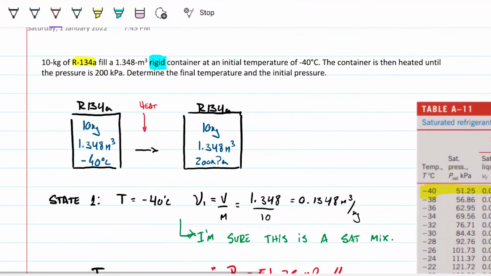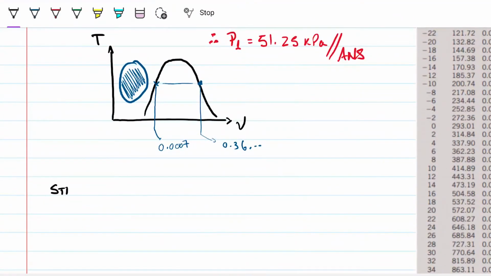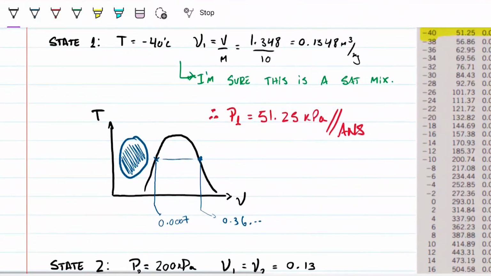Then the second part is asking what is the final temperature. So that is in regards to state number 2. And again, for state number 2, we know two things. We know the pressure of state 2 is 200 kilopascals. And we also know that the specific volume has to be exactly the same as the specific volume of state 1, so therefore the 0.1348 meters cubed per kilogram we found before.